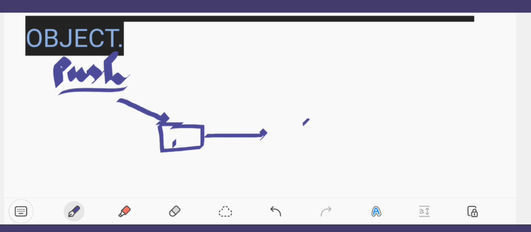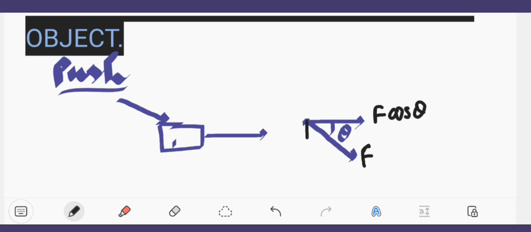When the object was being pushed, it was moving in the horizontal direction, and the force applied on this point was in this direction. If we consider this angle as theta, and let us consider the force applied was F, then the component of force along the horizontal will be F cos theta, and the component of force along the vertical direction will be F sin theta. Is it clear? I hope so far it is clear.